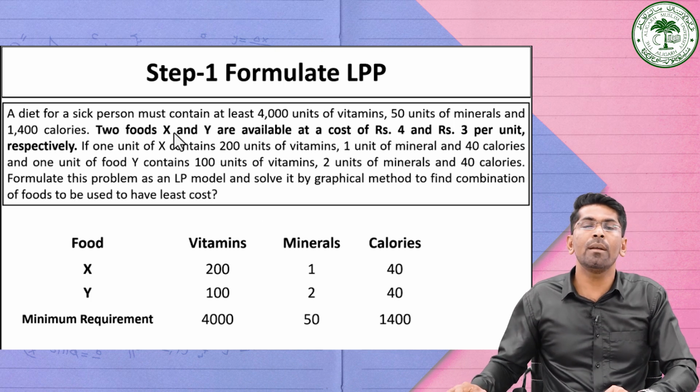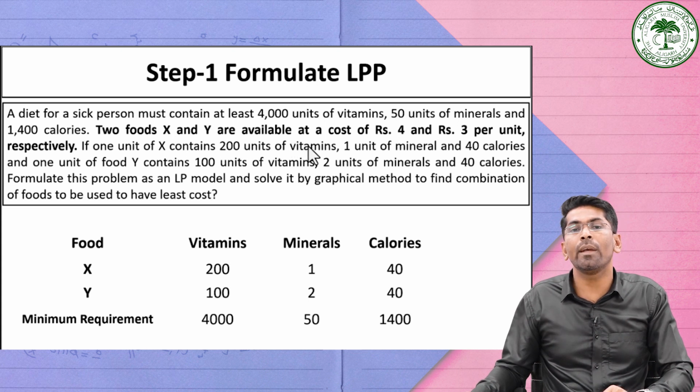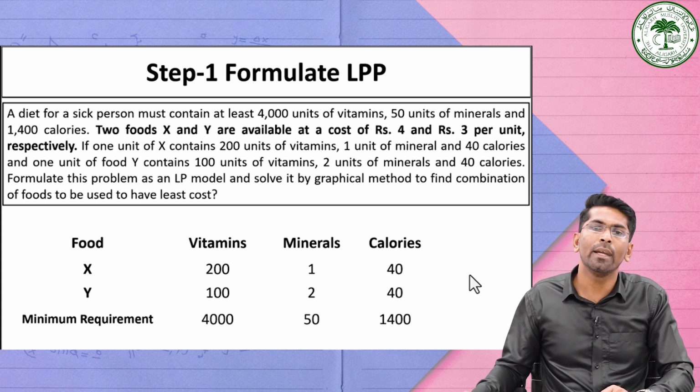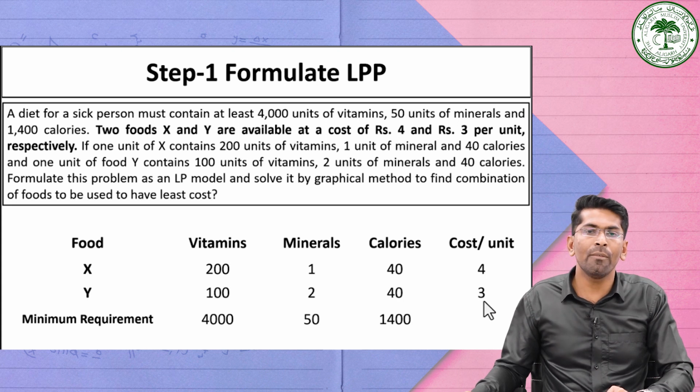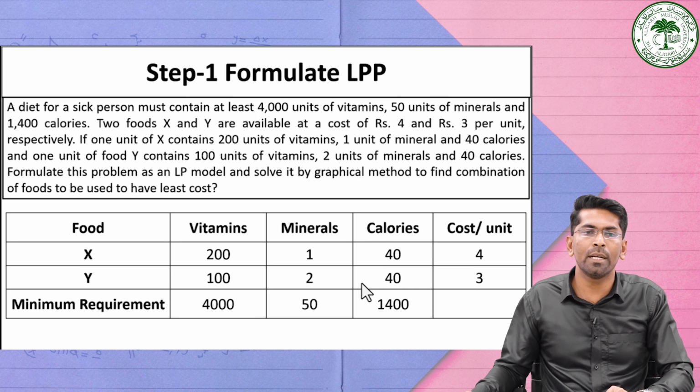Then again from the given problem, some more information: food X and Y are available at a cost of 4 rupees and 3 rupees respectively. That means the cost of food X is 4 rupees and the cost of food Y is 3 rupees. So I am going to write in this table: the cost of food X is equal to 4 and the cost of food Y per unit is equal to 3. Now we have a table in a tabular format.